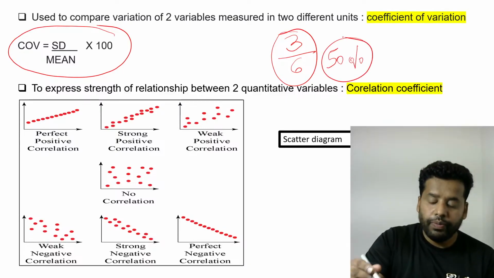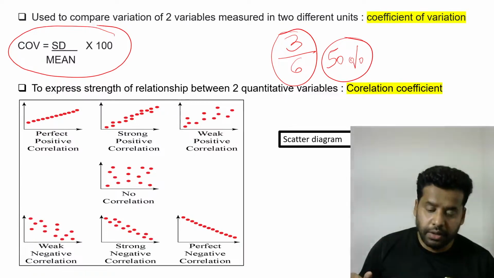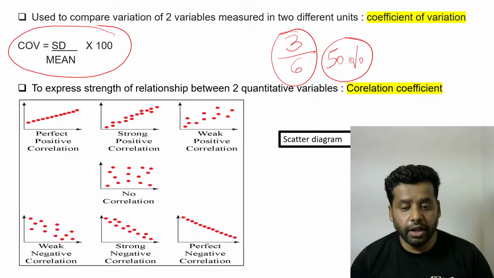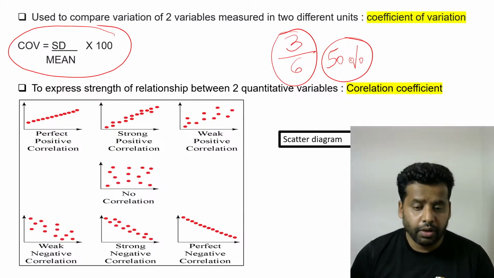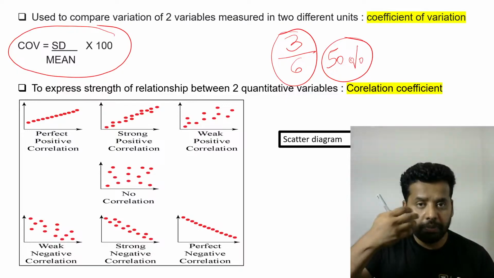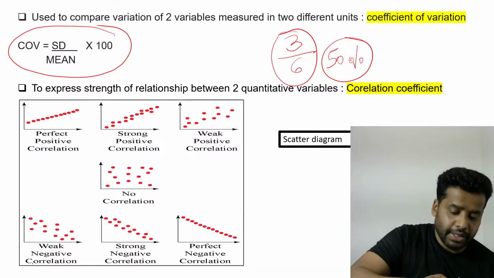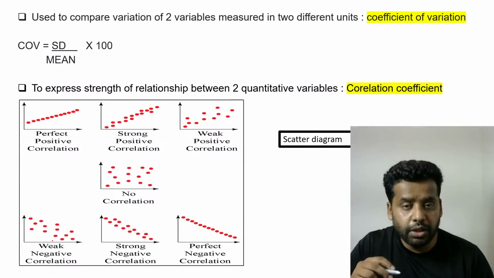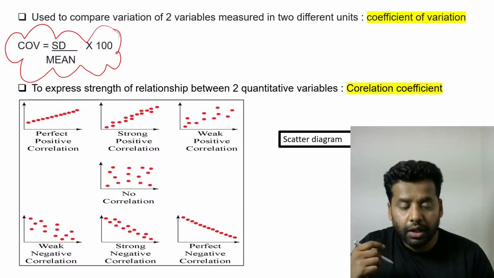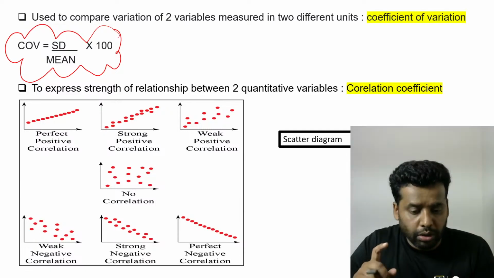Just, I want to know which of two groups will show more variation. You can use coefficient of variation to compare variation of two variables in two different units. That can also be done, like pulse and BP. Which will show more variation, whether pulse or BP? The main formula you should know is standard deviation by mean into 100, the percentage variation in that variable, or percentage variation in that group when you are comparing with one more group.